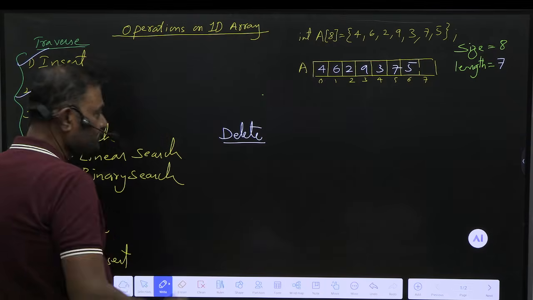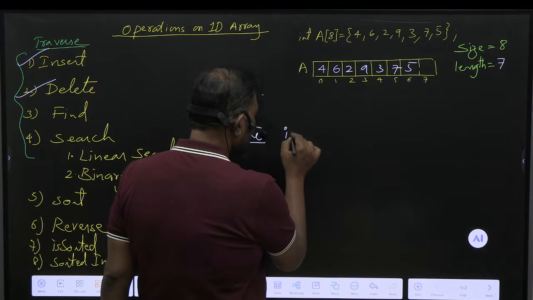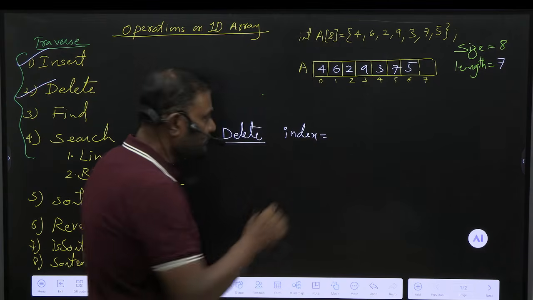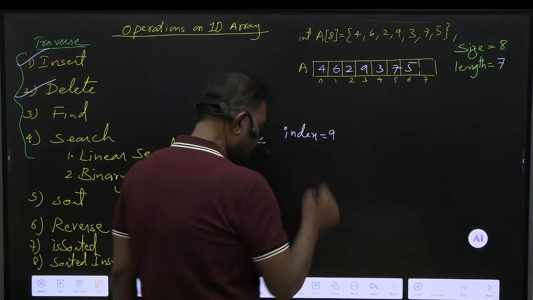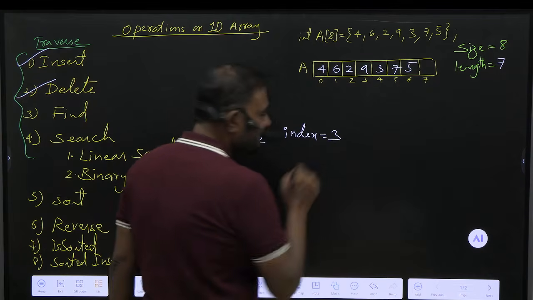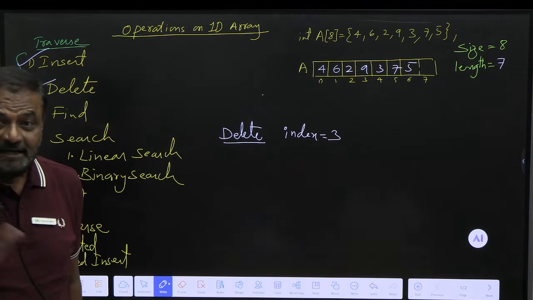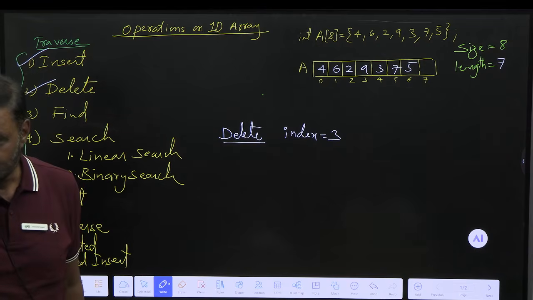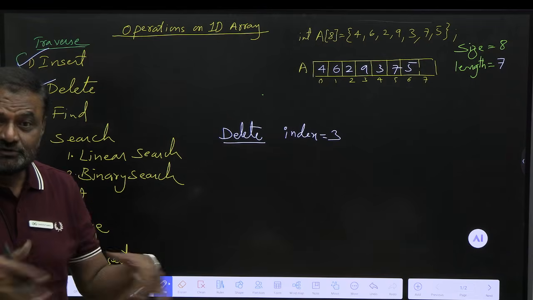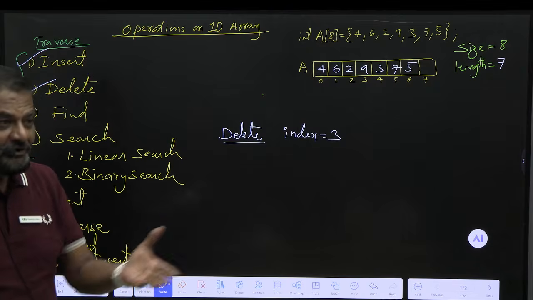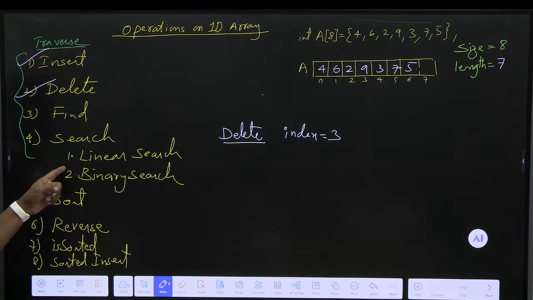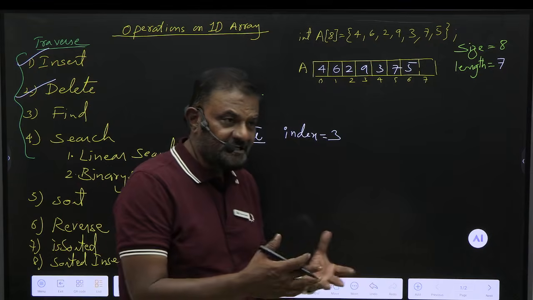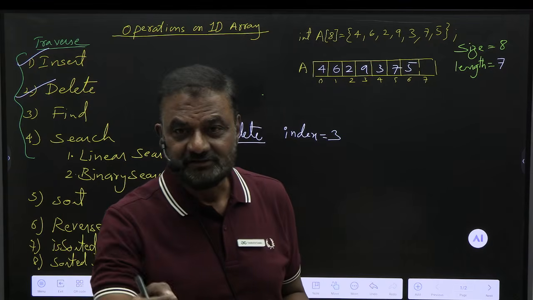When you want to delete some element from an array, you must mention from which index you want to delete the element. Suppose I say I want to delete the element from index 3. See, I'm not giving the element, I am giving the index. If I give the element, you should first know where the element is, and for that you have to perform a search. So we are not talking in terms of the element, we are deciding based on the index.